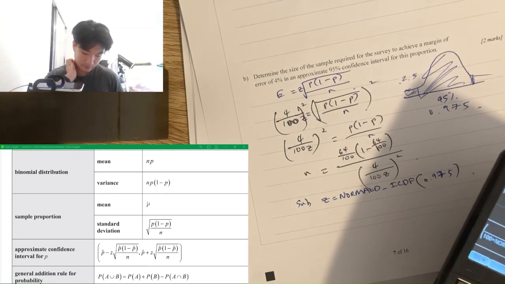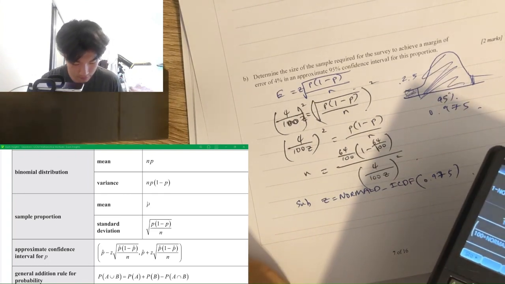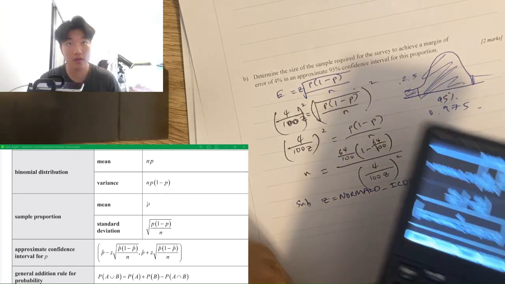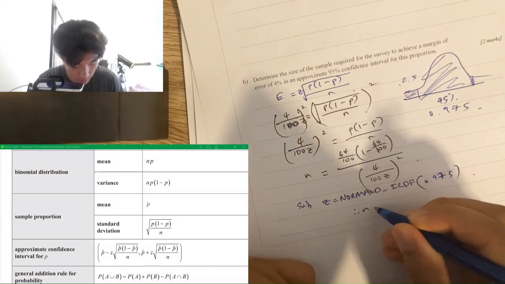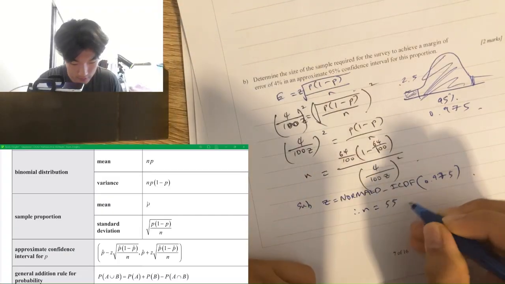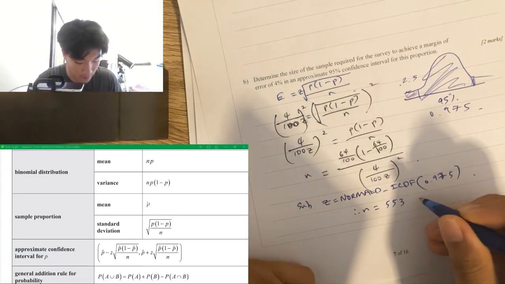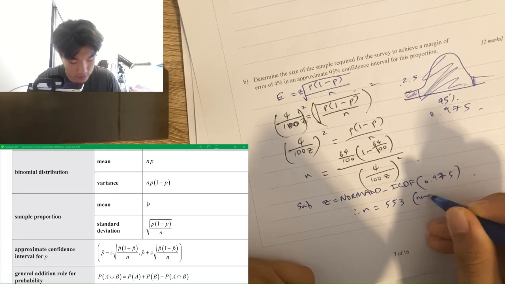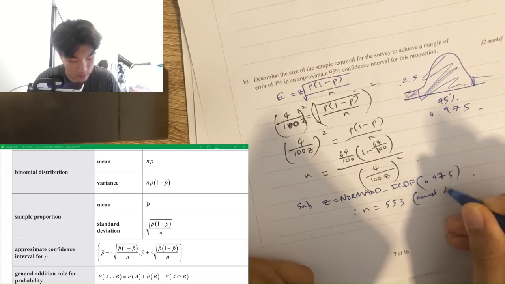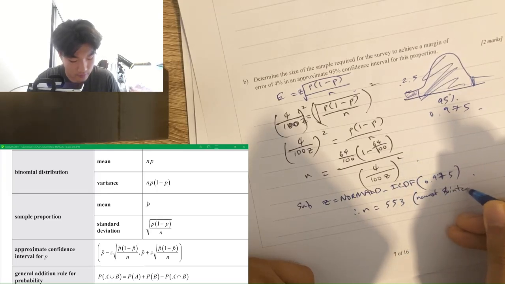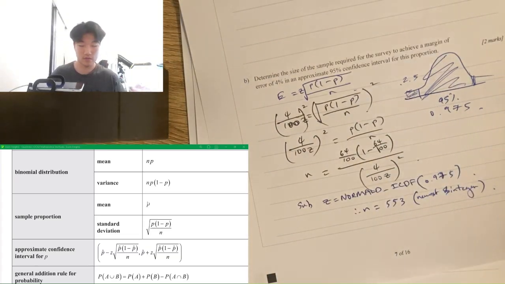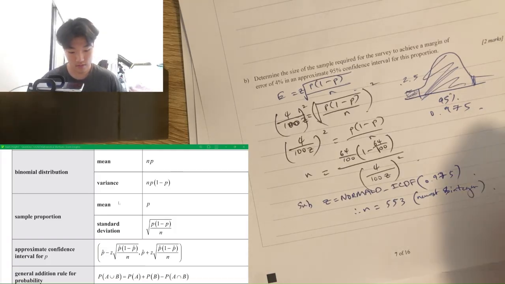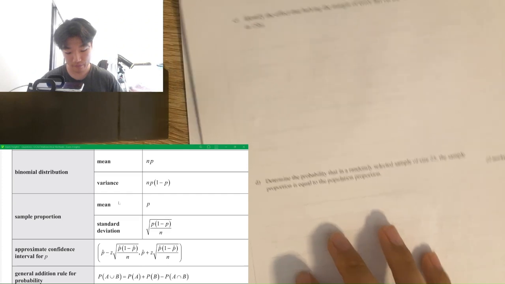Hmm. Yeah, I'm pretty sure it is, right? We'll just go with our gut. Therefore, n equals 553. It has to be rounded to the nearest integer, given the context, right? The number of Australians. You can't have part of a person. So we're not done yet.